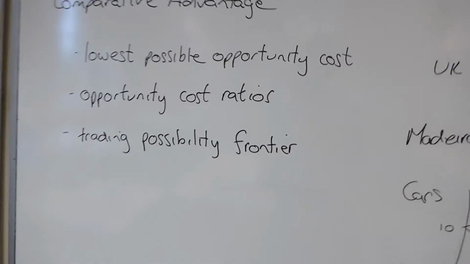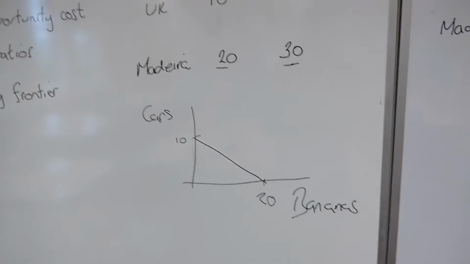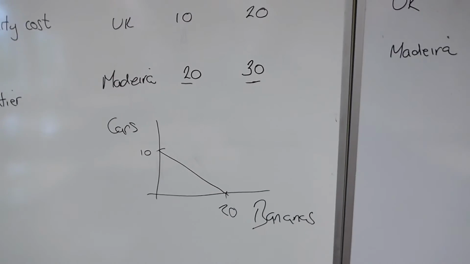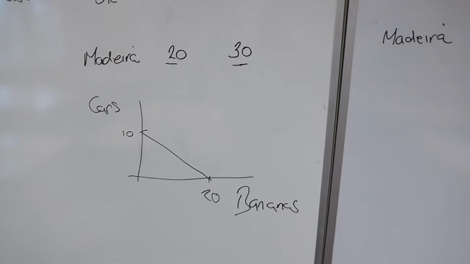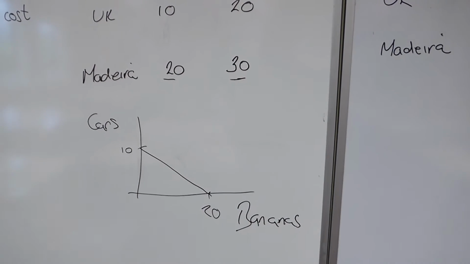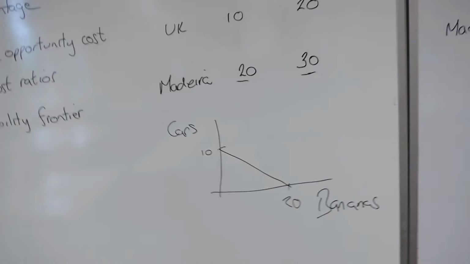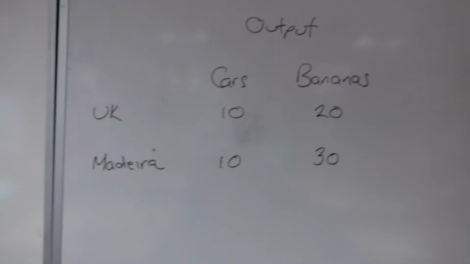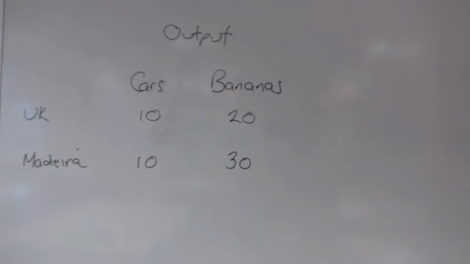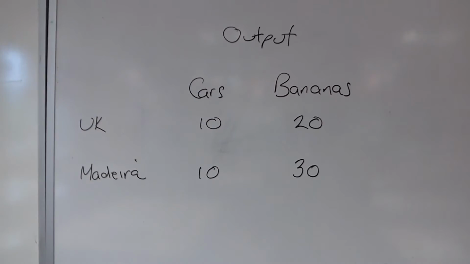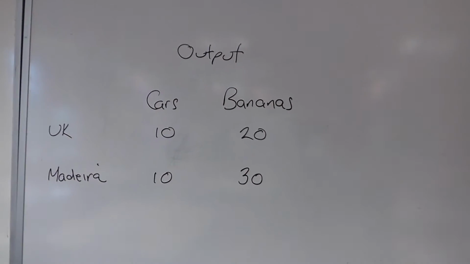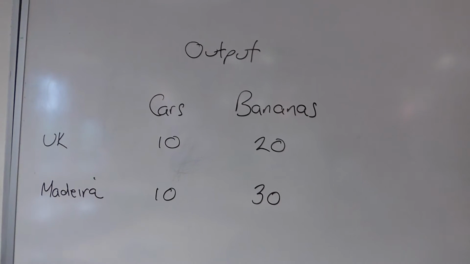The textbook definition of comparative advantage is that a country tends to have a comparative advantage in the production of that good or service which it can produce at the lowest possible opportunity cost. And so I'm going to move across now to another table just to work through a very simple example of the law of comparative advantage.